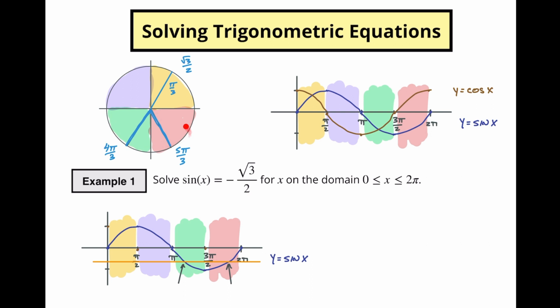Here's my negative sine values, and those things are just referencing back to my unit circle. So I didn't necessarily have to graph this, but it is nice to see where these things fall and how they reference back to the unit circle. But ultimately, my x values for negative root 3 over 2 is just simply going to be 4 pi over 3 and 5 pi over 3. Those are my two solutions for this equation.